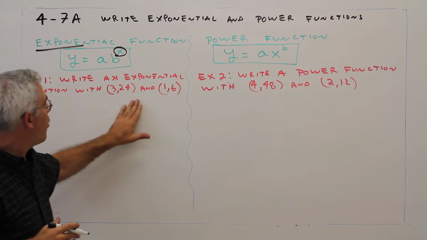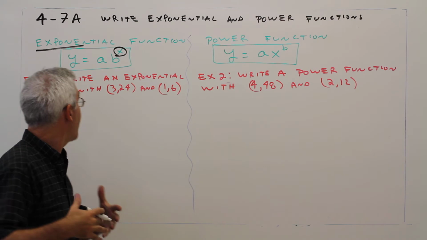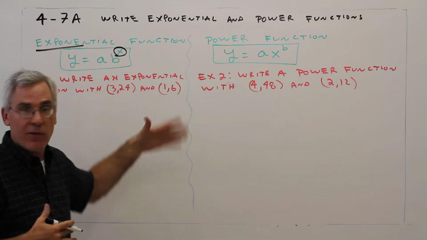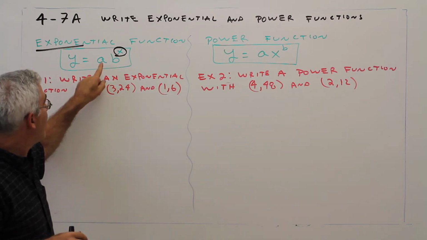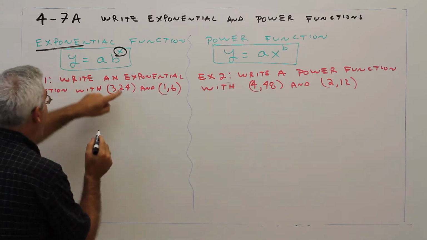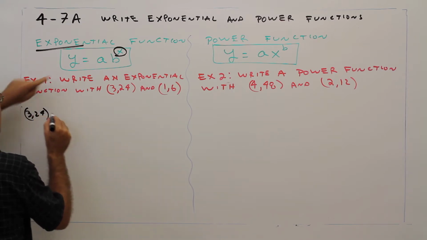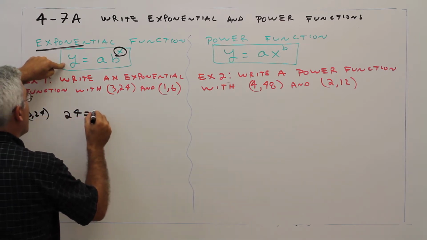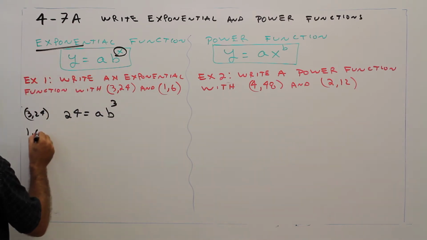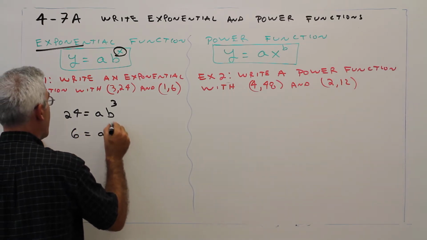We're given the ordered pairs 3, 24 and 1, 6, and we want to write an exponential function. So I'm going to use this template here and just plug in these points. In general, if I'm trying to find two things, I need 2 data points, and here we go. So for the y value, I'll show you I'm using the point 3, 24. So we've got 24 equals ab cubed. And then using the point 1, 6, 6 equals ab to the 1.